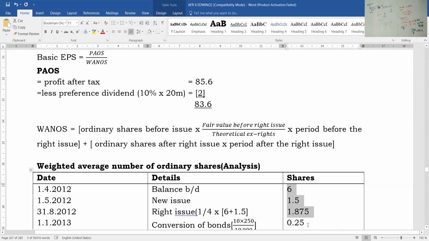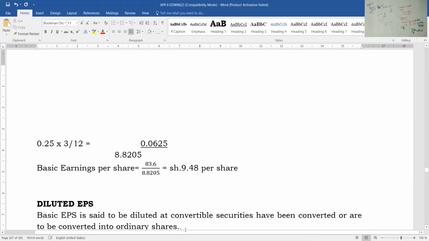But remember now, here in 2013, there is an element of 0.25 which has not been applied in the formula, but it was there in that period. What can I do to that 0.25? You determine it separately and then you add. So you weight it for 3 months, from January to the end of the year, which is March.